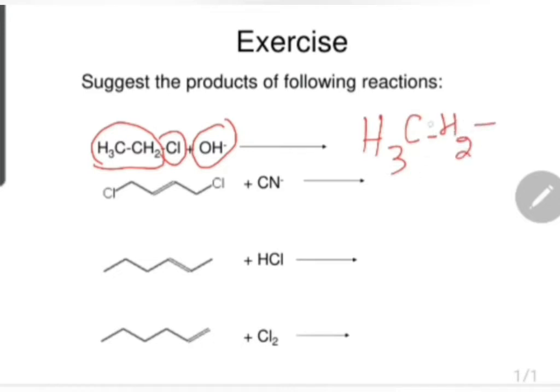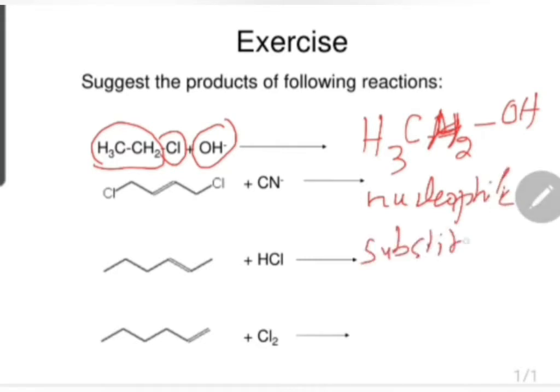The product here will be the same. The difference is here, instead of being attached to a Cl, now we have a hydroxide. And the reaction name is nucleophilic substitution. So this is as simple as this. This is how to think.